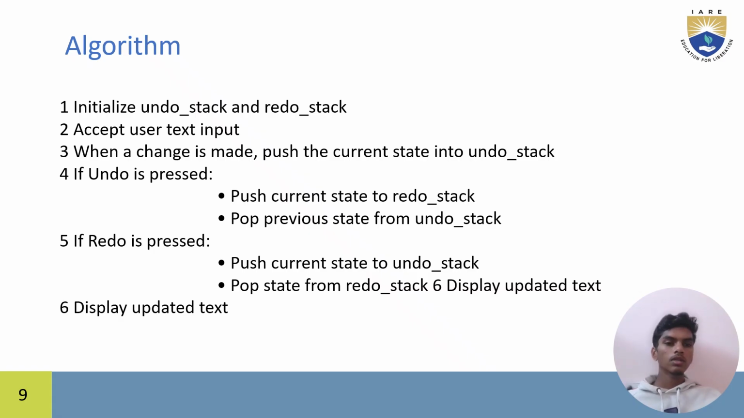If undo is pressed, push the current state to the redo stack. Pop the previous state from the undo stack. If redo is pressed, push the current state to the undo stack. Pop the state from the redo stack. Then display the updated text. This is how the algorithm works.